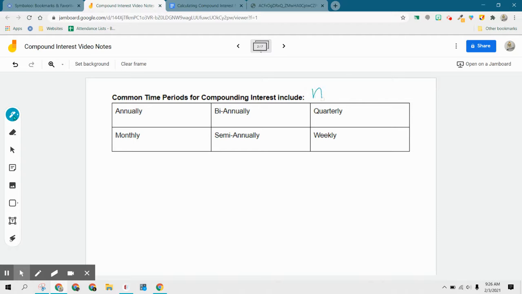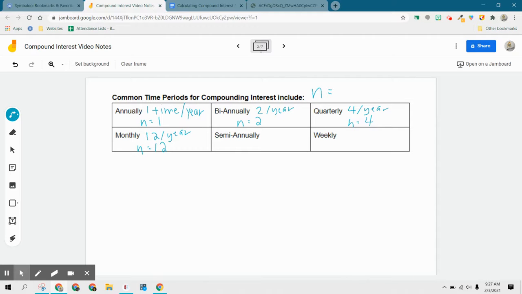So N equals, it could be any of these numbers. If we're compounding annually, that means one time per year. So N would equal 1. Biannually would be 2 times per year. So N would equal 2. Quarterly, you can probably guess, is going to be 4 times per year. So N would equal 4. Monthly would be 12 times per year. So N would equal 12.